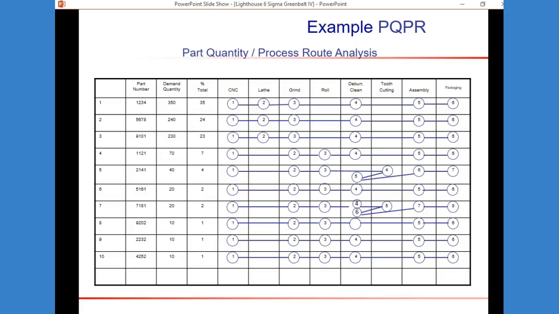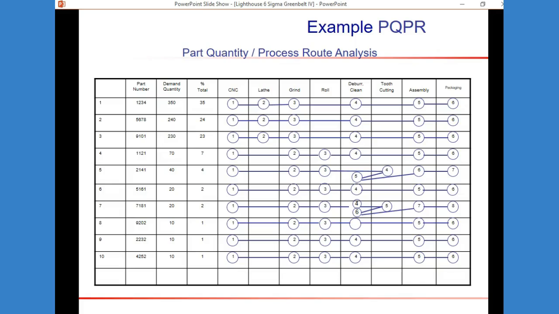So I got my first 3 part numbers, which are a huge chunk of my business. I'm going to build a cell with a CNC, a lathe, a grind, deburr, and then assembly and packaging process, all in that order, because the biggest chunk of my business, almost the entire amount of my business, goes through that process right there. And a few others are close, but not quite.